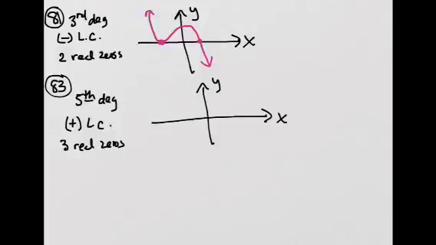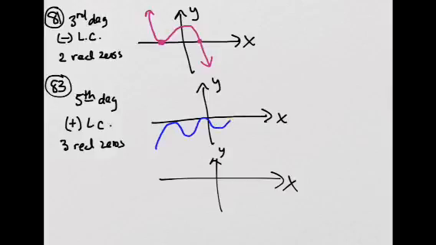A fifth degree polynomial with a positive leading coefficient and 3 real zeros. I will provide a couple of options. So one could be, let me change the color. Coming in from the bottom, touching, going back, touching, and then going through.